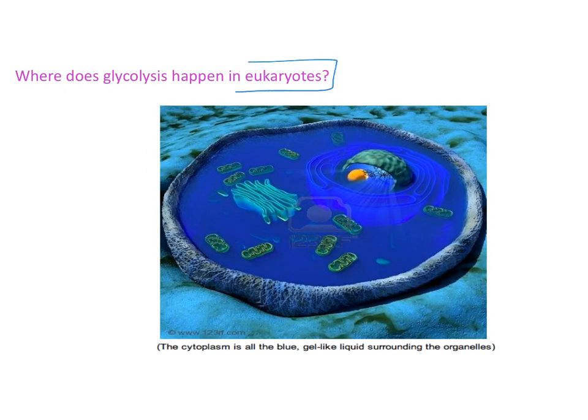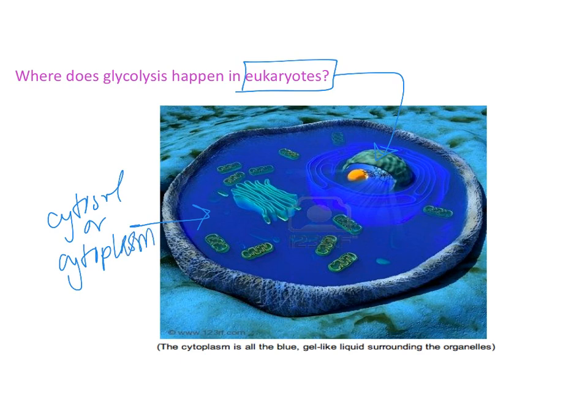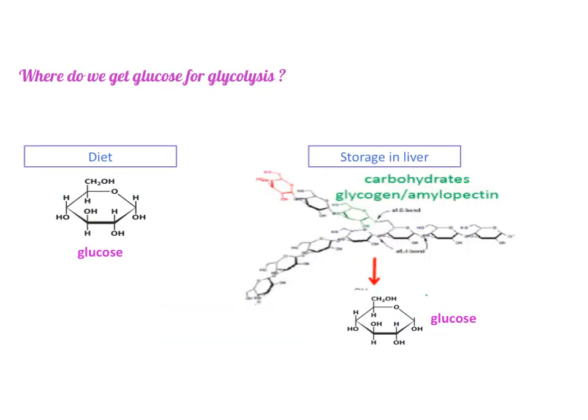In a eukaryote, again, eukaryote means true nucleus, the glycolysis happens in the cytosol as well, or cytoplasm. These are the same words. I think I more often use the word cytosol than anything else. But yeah, so glycolysis happens in the cytosol of eukaryotes and in prokaryotes like bacteria and archaea.